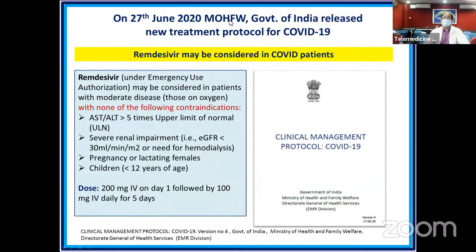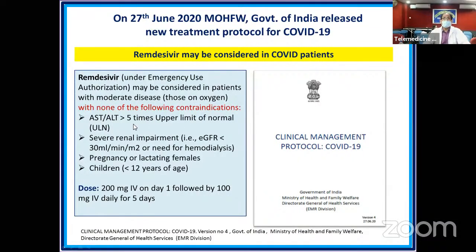On 27th June, the Ministry of Health and Family Welfare, Government of India released the new treatment protocol for COVID-19. Remdesivir may be considered in COVID patients. And the government has given a clear-cut guideline on when to use. If a person needs oxygenation, SpO2 less than 94%, and is tachypneic, respiration rate more than 24, with none of the following contraindications. If these are there, one should not give.